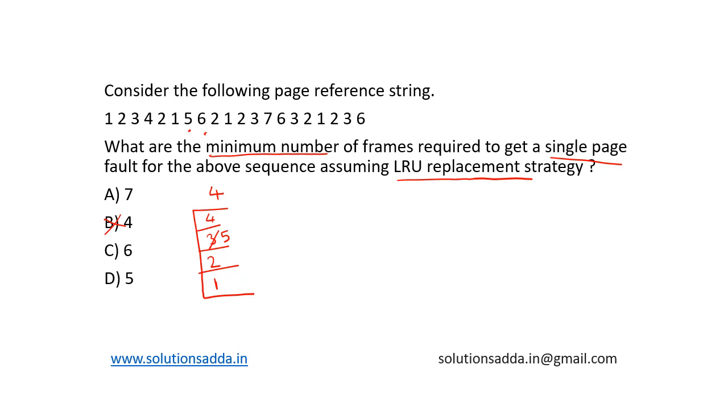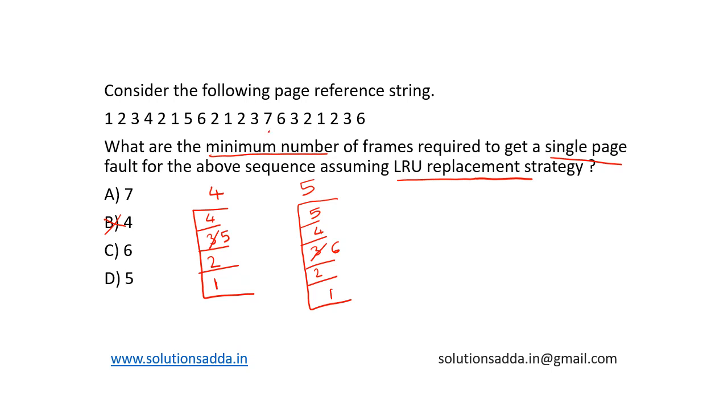Now we go for option 5. 1, 2, 3, 4, and 5. Now the pages are 1, 2, 3, 4. Now 2 is a hit, 1 is also a hit, and page 5 can be placed here. And page 6 causes a page fault. We have to replace one of the frames with page 6. The least recently used here: 5 is already there, 1 is already here, 2 is already here, 4 is already here, so 3 will be replaced. So 3 will be replaced with 6. Now again going back here, 2, 1, 2, 3, 7. 7 causes a page fault here.